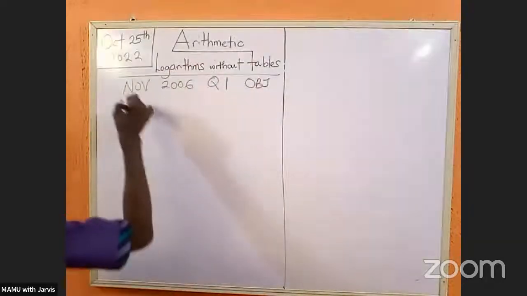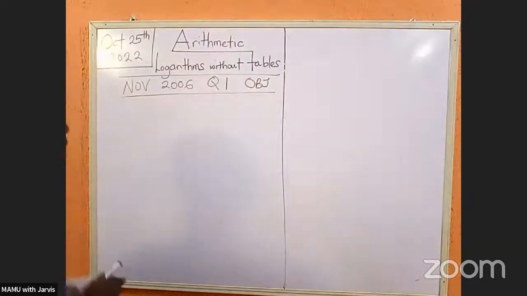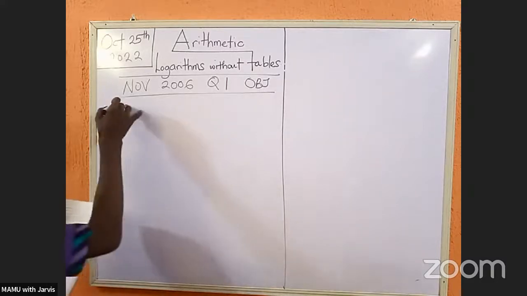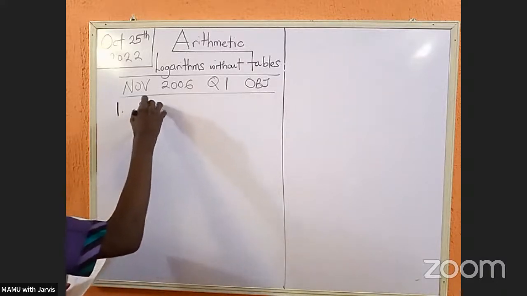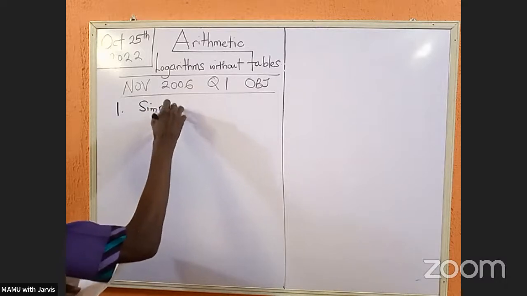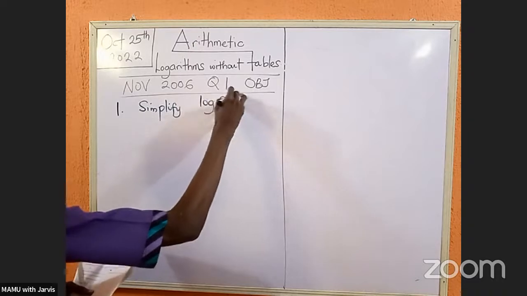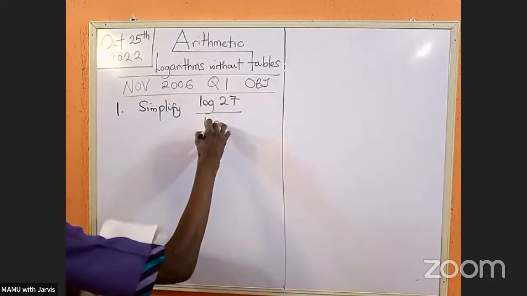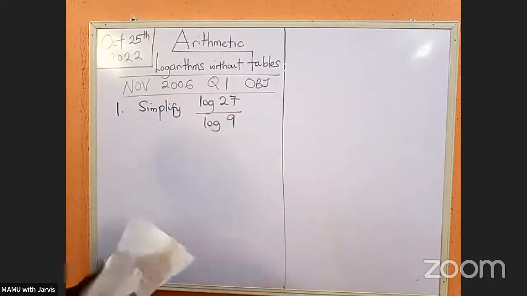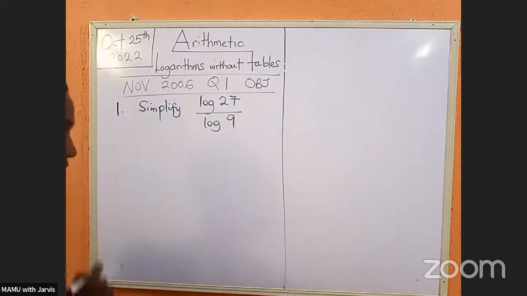All right. Now, this is the first question I'll be solving. November 2006, question number 1. It says simplify log 27 over log 9. Log 27 over log 9.